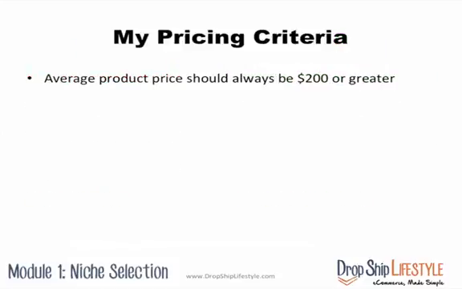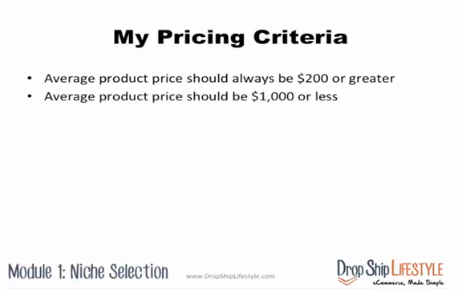So what's my pricing criteria then, right? I say my average product price should always be $200 or greater. The reason I say that is because, like in that last example, I gave a 20% profit margin. I always want to make at least $40 for processing an order. Now, it's ridiculously easy to process the orders. If you do it manually, you can do it in a couple minutes per order. But I still want to make at least $40 every time I'm processing an order, which is why I really limit my low-end pricing to be around $200.